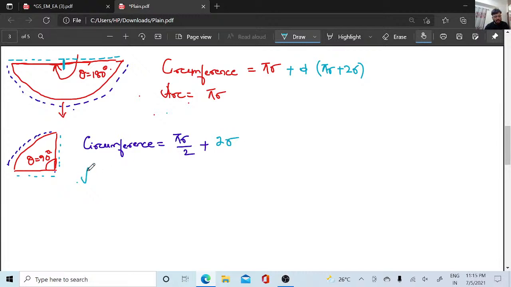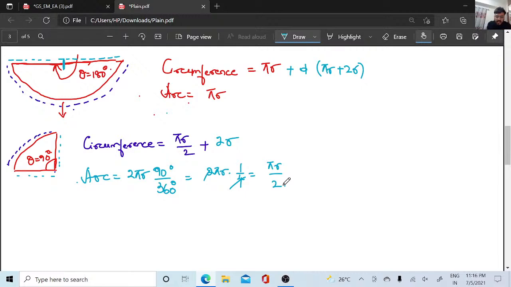And what is going to be our arc here? My arc, as I already told, for the full circle is 2 pi r for 360 degrees, but here this is 90 degrees by 360 degrees. So what is this? This is 2 pi r into 1 by 4, so this is going to be pi r by 2. Got it, everyone? This is going to be pi r by 2.